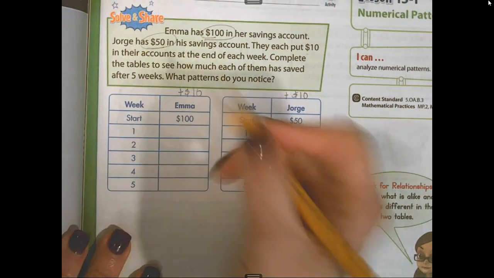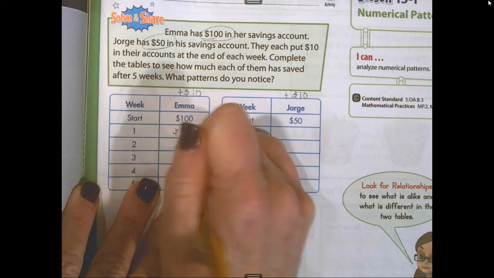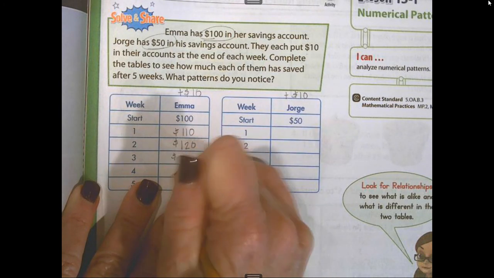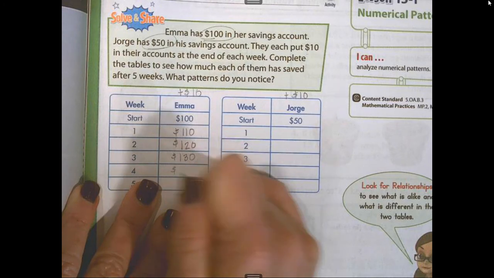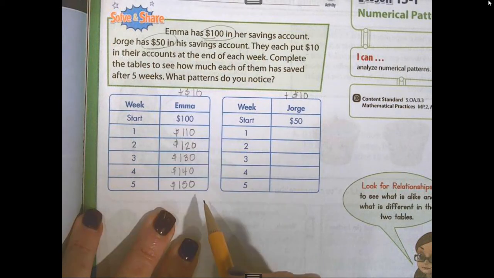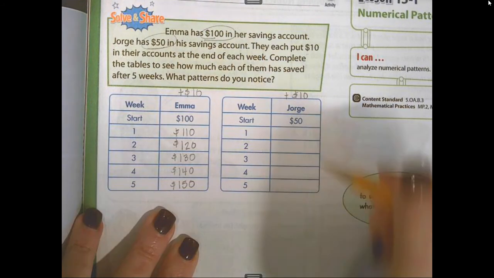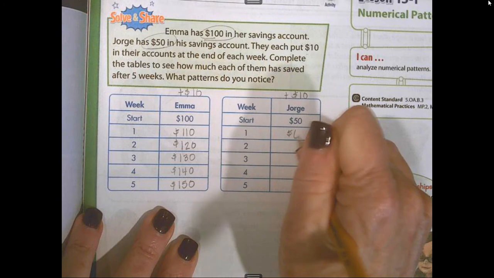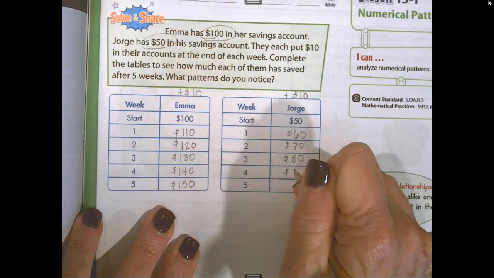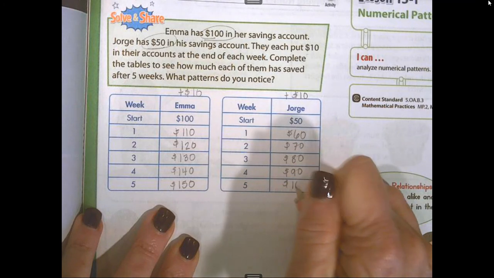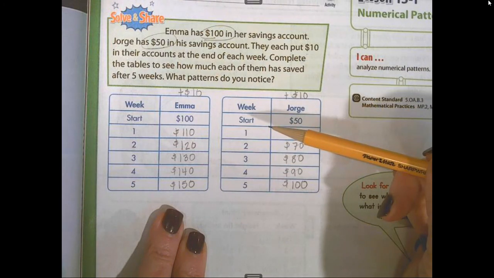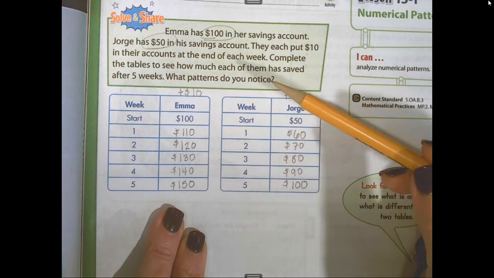All right, so if we add $10 to 100, we'd have 110, add another 10, 120. So we're just adding $10 each week. This is on Emma. So we're done with Emma with 150. All right, George, we're going to add 10 each week. All right, so we're working on his table. All right, now we finished the tables. What patterns do you notice?